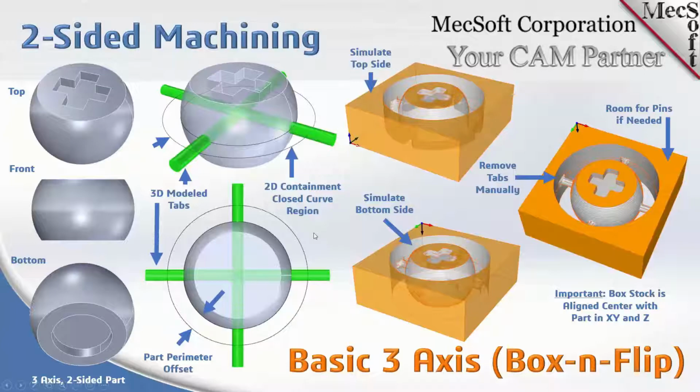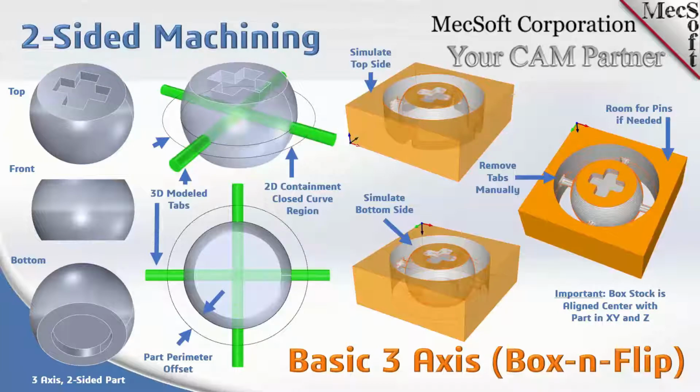Okay, let's talk about a basic three-axis two-sided machining. I'm calling this box and flip. The box refers to a box stock. It's just a standard box stock that you provide the X, Y, and Z dimensions of the stock.